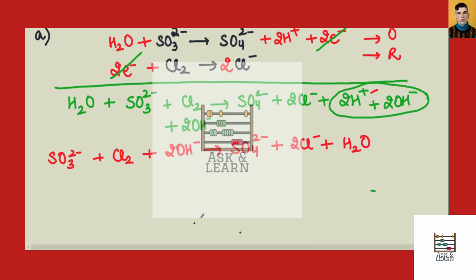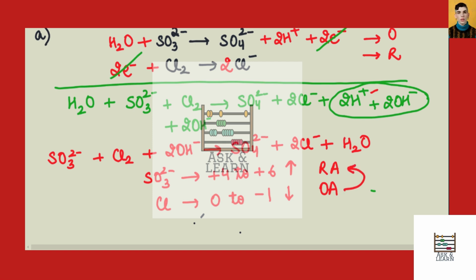Now, the sulfur in SO3 2- goes from oxidation state +4 to +6, which means the oxidation state is increasing, so that is the reducing agent. Whereas for chlorine, the oxidation state goes from 0 to -1, which is a decrease in the oxidation state, so it is the oxidizing agent, which means it is oxidizing sulfur trioxide and itself getting reduced. This is Cl2.